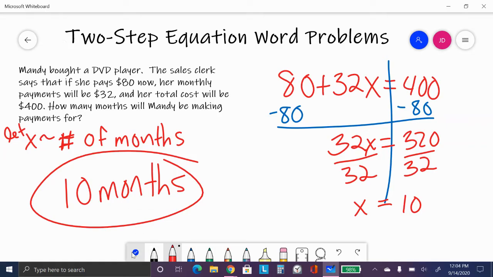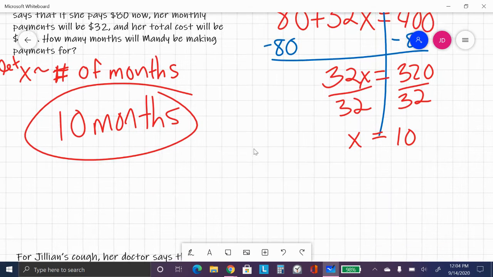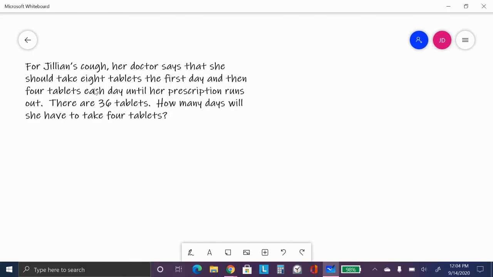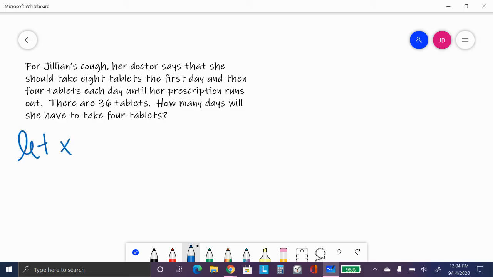All right, let's take a look at another scenario. For Jillian's cough, her doctor says that she takes 8 tablets the first day, then 4 tablets each day until her prescription runs out. There are 36 tablets. How many days will she have to take 4 tablets? So, again, we want to define what we're trying to look for. We want to let X be the number of days. So that's what we're trying to find. We're trying to find the number of days, X.